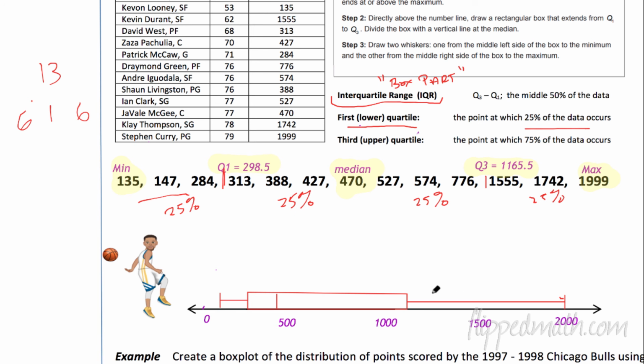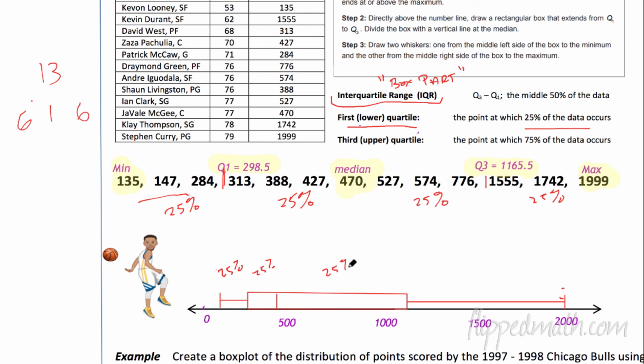That means that this data is spread out. It doesn't mean there are more numbers in here. It doesn't mean there are more players that have points that are up here. It means that the players that are here are spread out. Same thing for this part of the box. The players that are in here are spread out. Each part contains 25% of the total data.